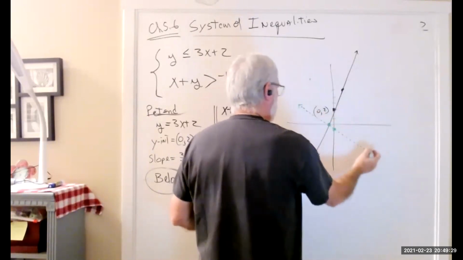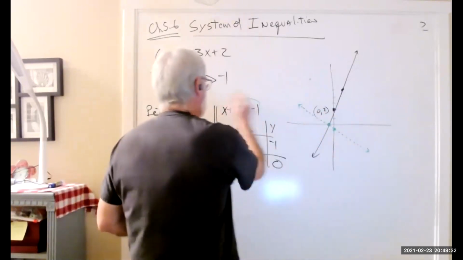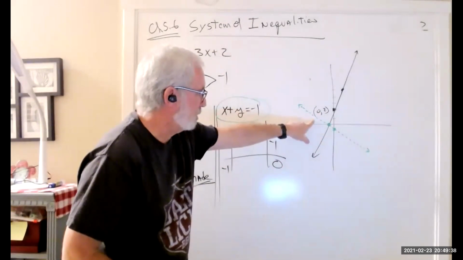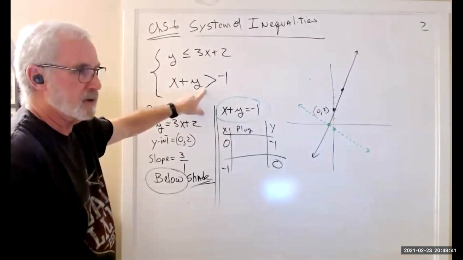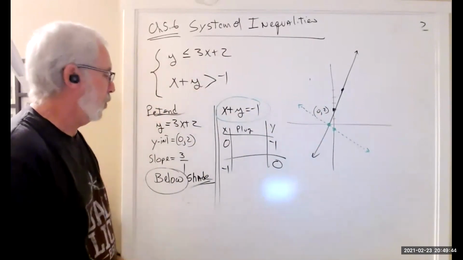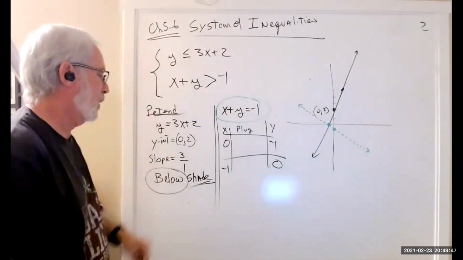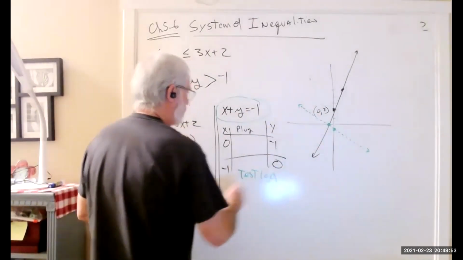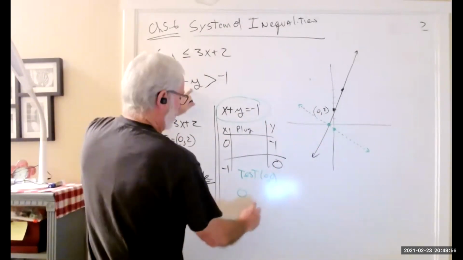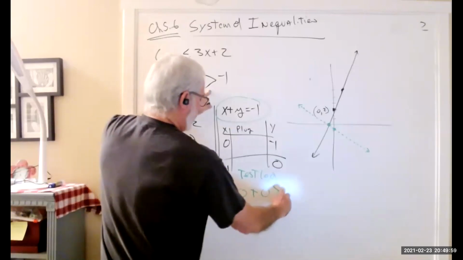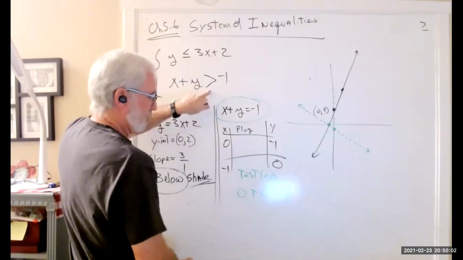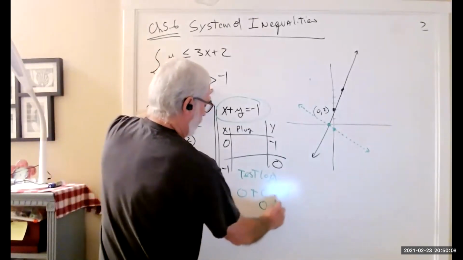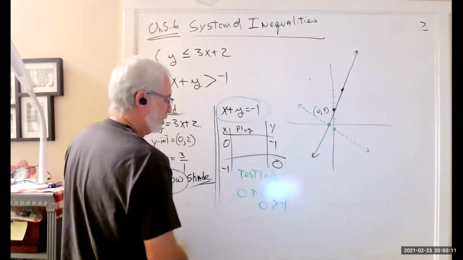So the second one, I graphed it over here. It's a dotted line because of this, greater than, but not equal. Question, where do I shade on this one? Well, let's pick a test point. Let's test 0, 0. So I have, is 0 plus 0 greater than -1? That's what my test point says. So 0 greater than -1. True.